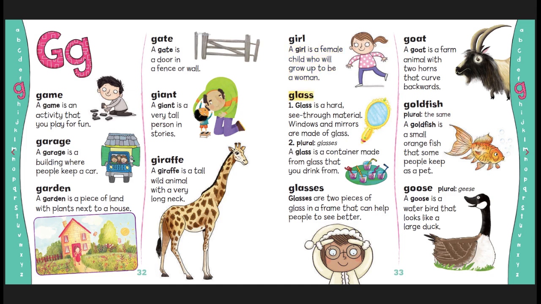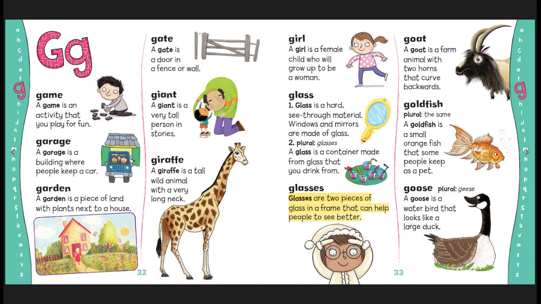Glass. 1. Glass is a hard, see-through material. Windows and mirrors are made of glass. 2. Plural, glasses. A glass is a container made from glass that you drink from. Glasses. Glasses are two pieces of glass in a frame that can help people to see better.